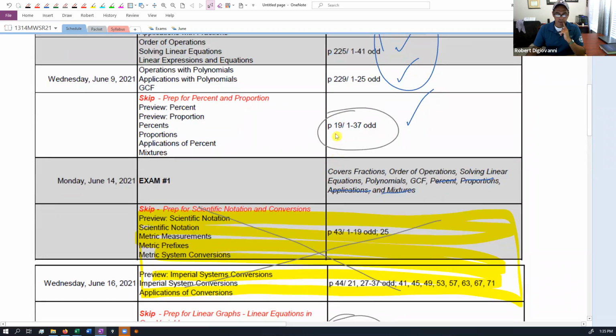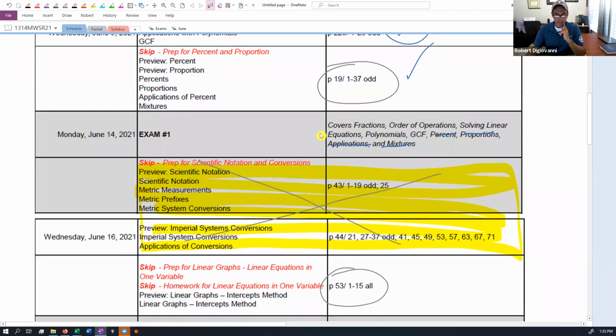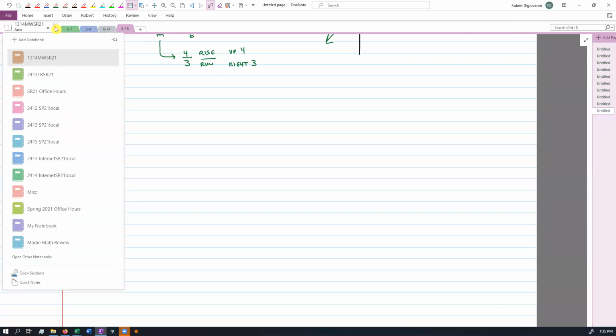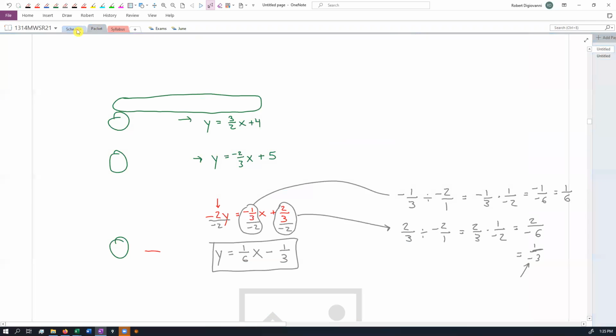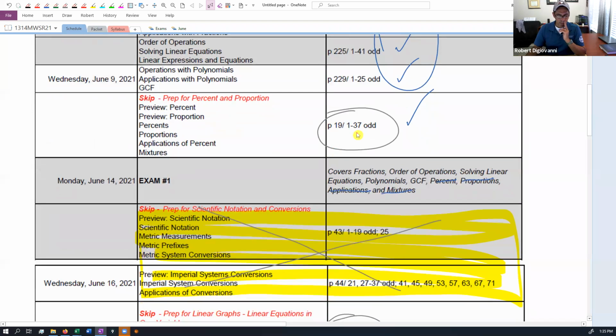Everyone got that? Page 19, 1 through 37, and page 53, 1 through 15. Sir, I'm sorry. Can you repeat the numbers on page 19? 1 through 37. Okay, thank you.